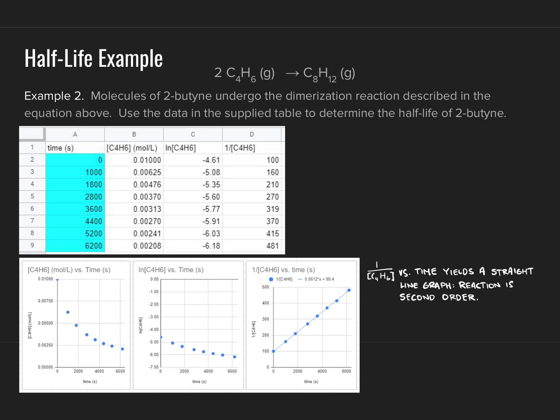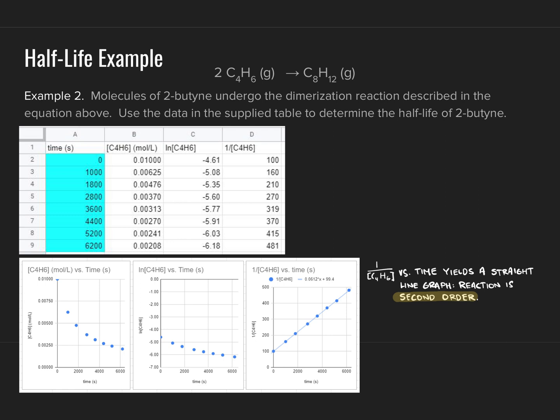The inverse of concentration versus time graph yielding a straight line provides me justification that in fact this is a second order reaction, as we had derived on our previous slide that an inverse of concentration versus time graph should be a linear relationship in that y equals mx plus b format. So long story short, I'm going to justify here that because the inverse of concentration versus time graph is a straight line relationship, this is therefore a second order reaction.